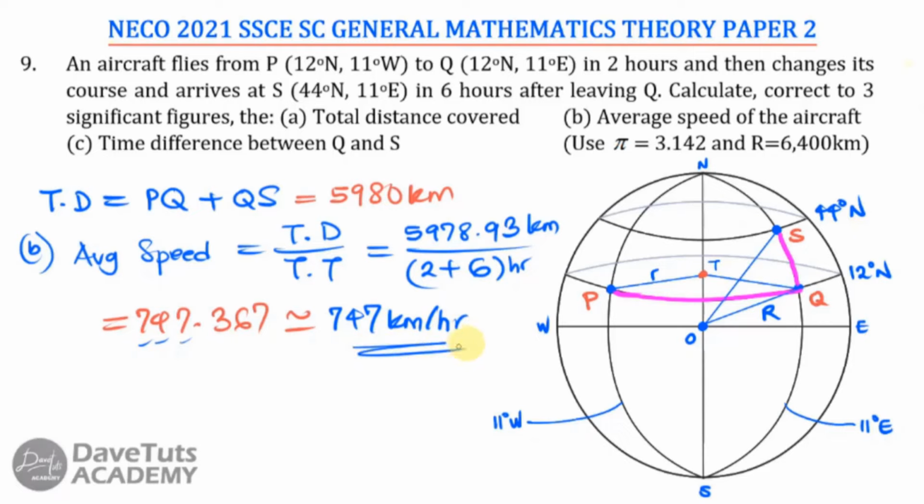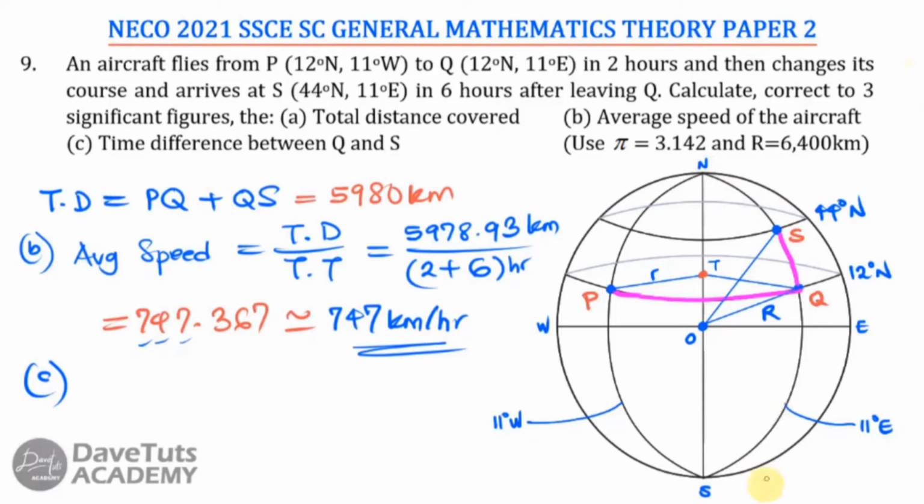So that is the average speed of this particular aircraft in journeying from point P to Q and then Q to S. Then finally, in the third question, we are asked to find the time difference between Q and S. Let's look critically at this longitude. You can see that Q and S are lying on the same longitude.